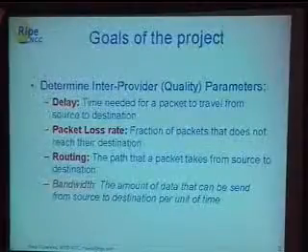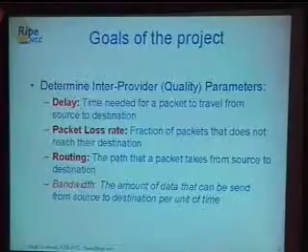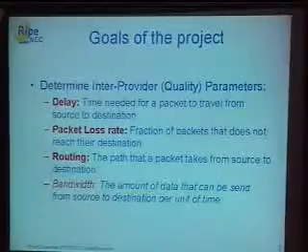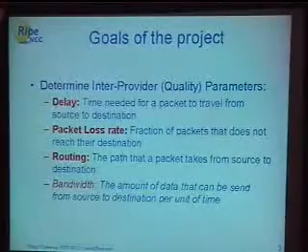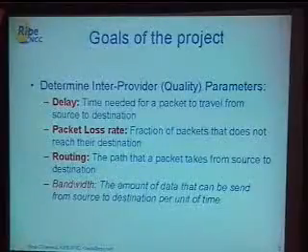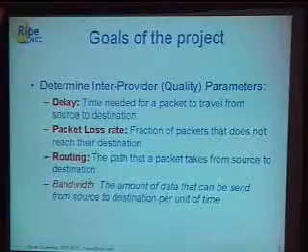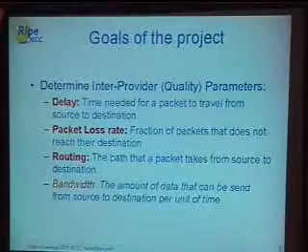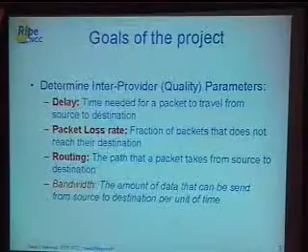So what do we want to do? Well, the goal of the project was and is to determine inter-provider quality parameters. And so far we've been focusing on 3. First one is delay, which is the time for packets to travel from the source, so an ISP somewhere or a user at an ISP somewhere, to its destination.